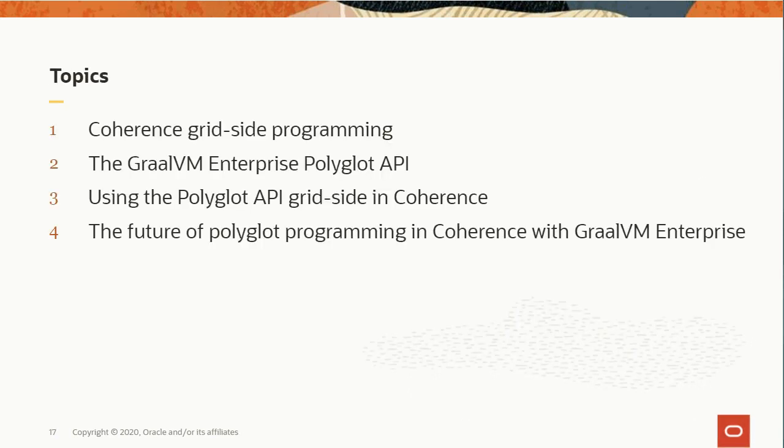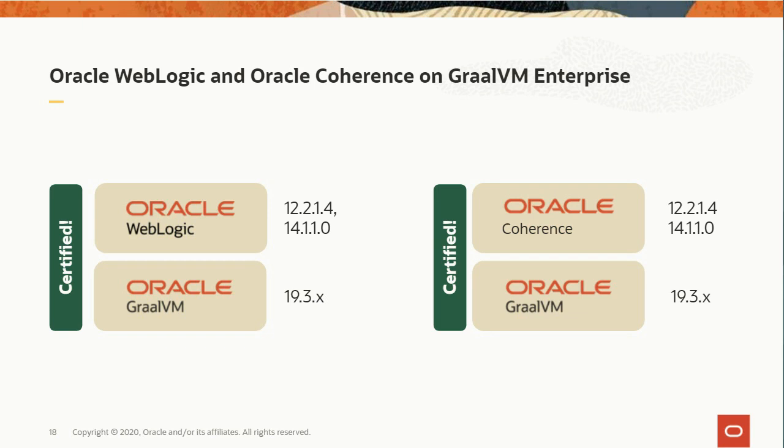And now let me talk about how we've used that in Coherence to implement grid-side code in JavaScript. As I mentioned, Coherence 14.1.1 was released in late March and is certified with Oracle GraalVM 19.3.x, GraalVM Enterprise. And we also certified Coherence 12.2.1.4 with GraalVM Enterprise 19.3. So you can run Coherence 12.2.1.4 on GraalVM, but the Polyglot API usage came with 14.1.1.